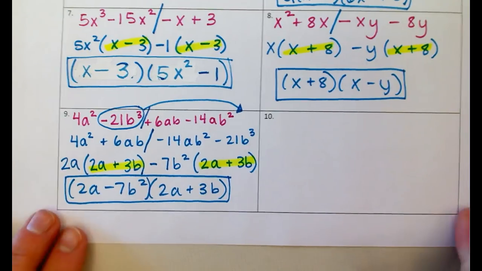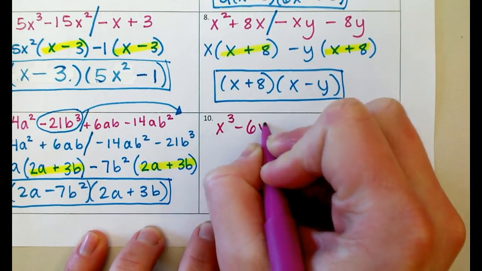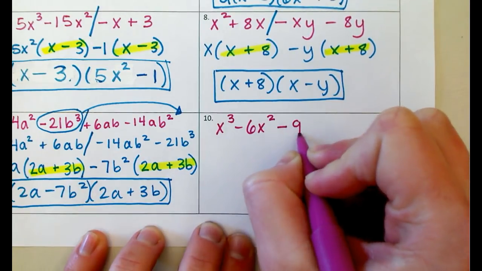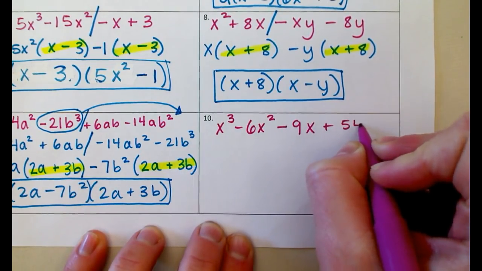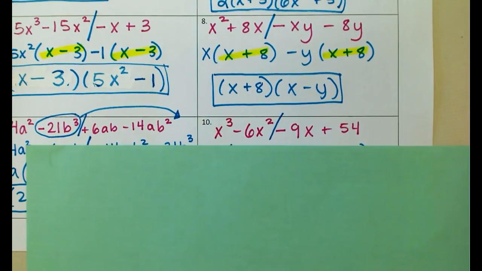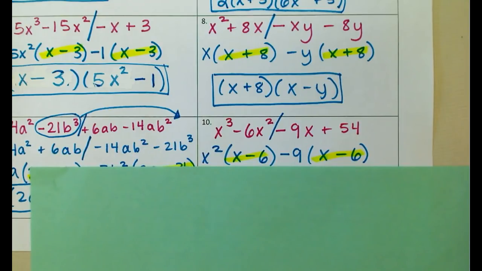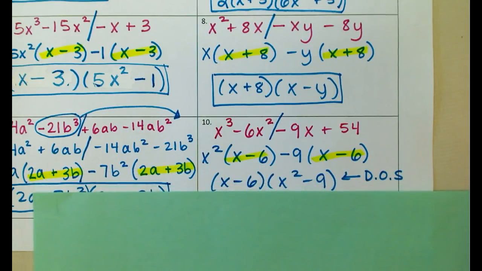All right, our last problem for today, we have x cubed minus 6x squared minus 9x plus 54. Pause the video and try factoring this one out. Okay, factoring out the first term, I had x squared in common, leaving behind x minus 6. The second term I factored out a negative 9, and I was also left with x minus 6. So my factors are x minus 6 and x squared minus 9.